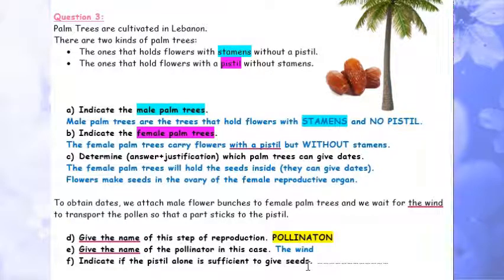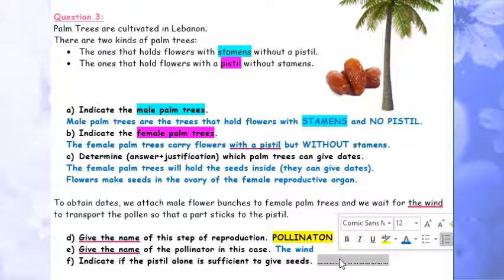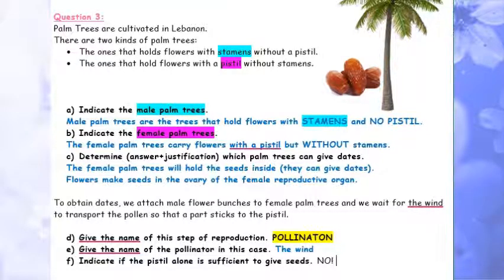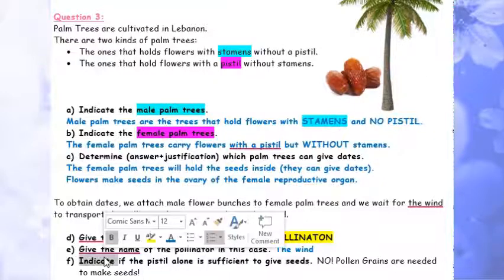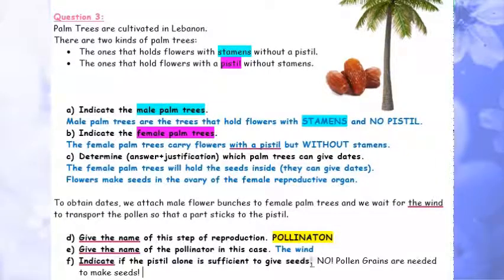Indicate if the pistil alone is sufficient to give seeds. Can a pistil alone make seeds? No. Pollen grains from the male are needed to make seeds. Okay, this is a note for you. The ovules plus pollen grains will make seeds. Then I erase it because it's not the answer, and here we just have to indicate yes or no. So no, a pistil alone cannot make seeds since pollen grains are needed. And that's it.